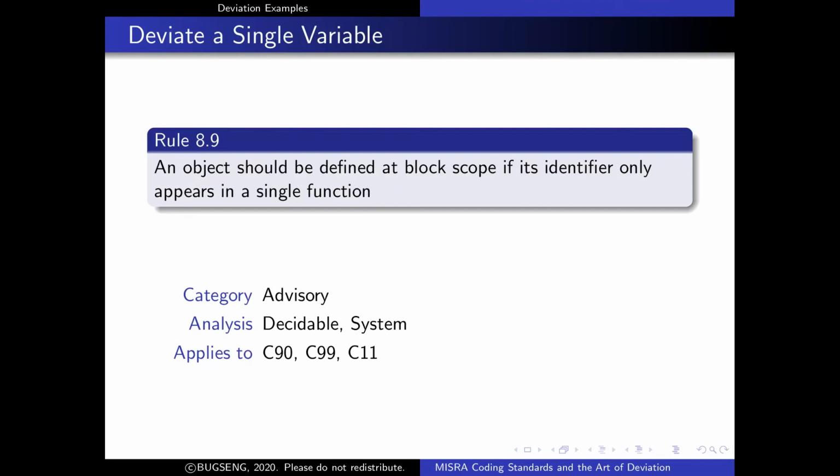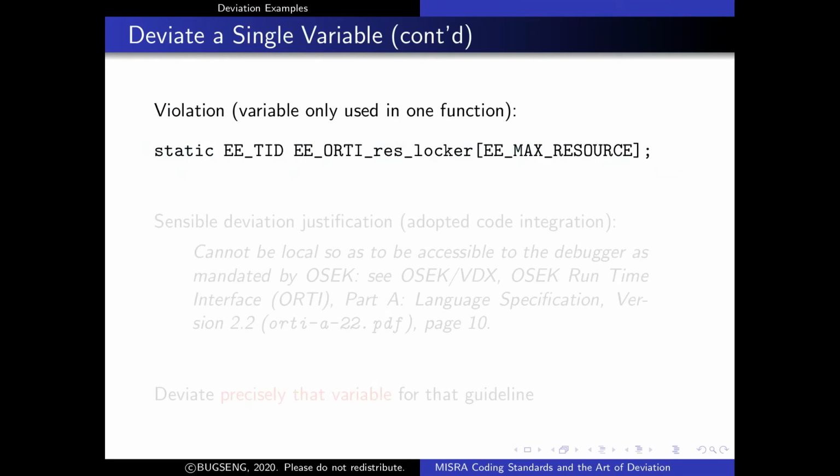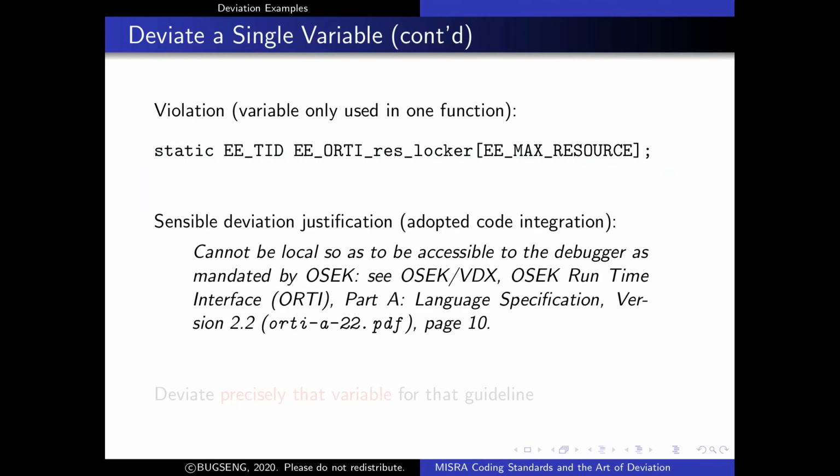Another example, rule 8.9: an object should be defined at block scope if its identifier only appears in a single function. So it's an advisory that, of course, can be recategorized to required. The objective of the guideline is to reduce the visibility of identifiers in order to minimize the risks. And here we have a violation because this variable is only used in one function. So what might be a sensible justification? In this real-life case, the justification was that the variable could not be local because it had to be accessible via the debugger, and this is mandated by the OSEK standard. And so this is a deviation. We can deviate precisely that variable for that guideline.